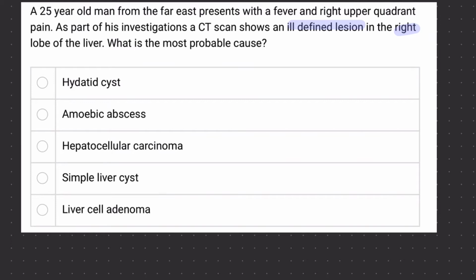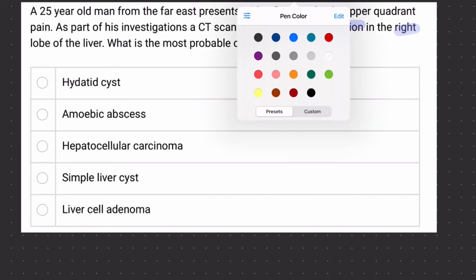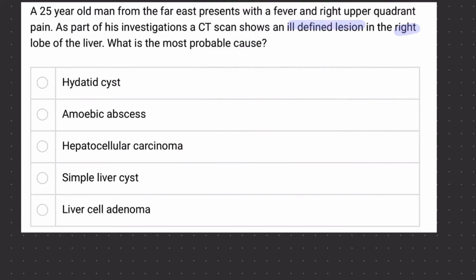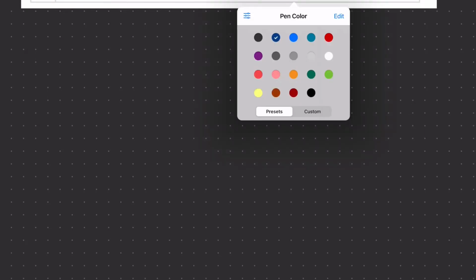So before we head into this, let me just point out the important information here. He's a male patient presented with fever and right upper quadrant abdominal pain, and CT showed ill-defined lesions in the right lobe of the liver. Okay, this is very relevant, and we're going to tell the diagnosis at the end of this video. So please bear with me.